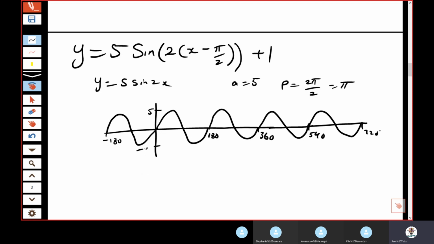Alex, all good with that? Were you able to draw that out? Yeah. What, did you miss any number? No. Did you stop at 720, 540? Where'd you stop? I stopped at 540.